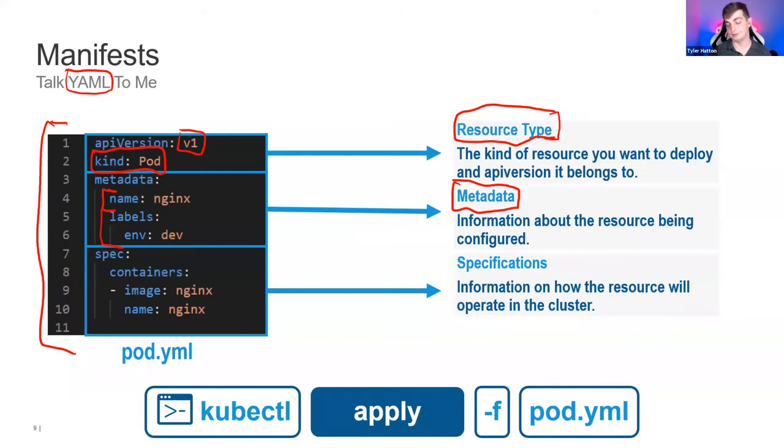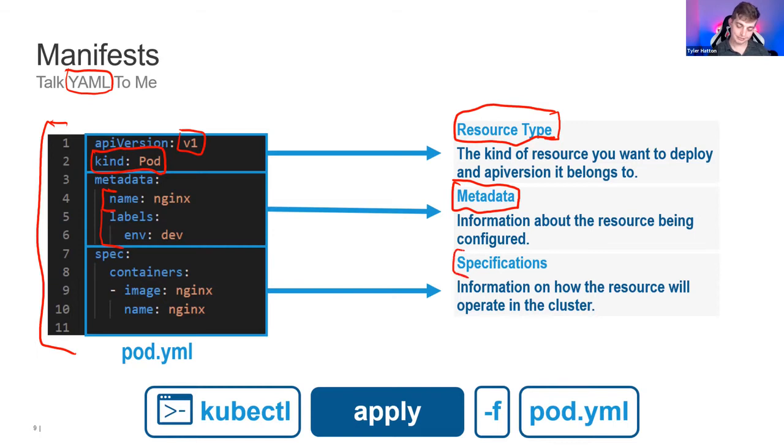In this case, maybe we give it the environment development, because it's going to run in our development environment. But that's not a requirement. You don't have to add that metadata if you don't want to, and you can add as much metadata as you want. Again, it's data describing data.